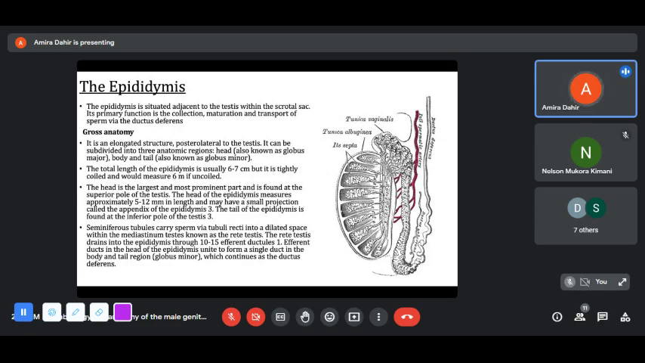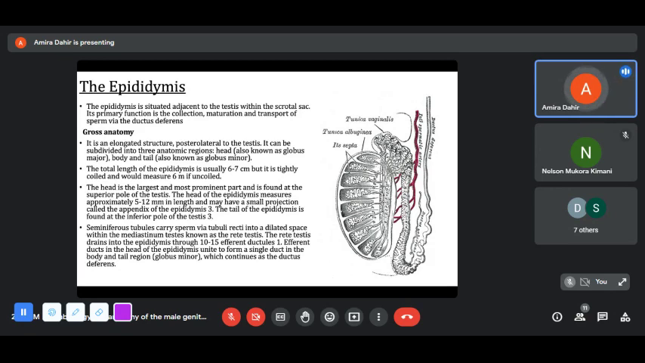We can move on to the epididymis. The epididymis is situated adjacent to the testis within the scrotal sac. Its primary function is the collection, maturation, and transport of the sperm via the ductus deferens. On gross anatomy, it's an elongated structure, posterolateral to the testis. It can be subdivided into 3 anatomic regions. We have the head, also known as the globus major, the body, and the tail, known as the globus minor.